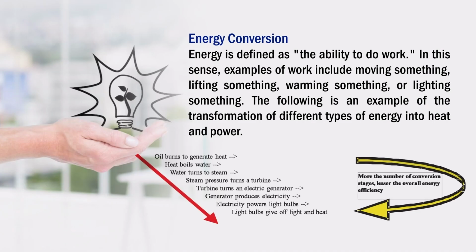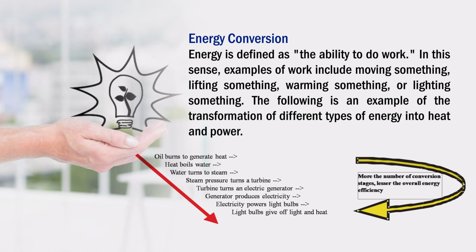In physics, energy is a quantity that provides the capacity to perform work or moving or provides heat. The following is an example of the transformation of different types of energy into heat and power. Oil burns to generate heat. Heat boils water. Water turns to steam. Steam pressure turns a turbine.